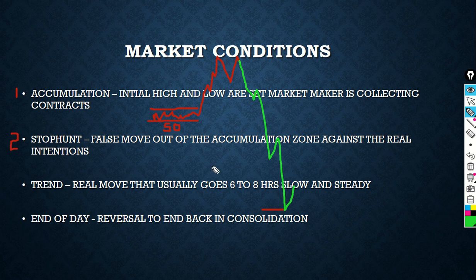So we have the trend move, which is the green one, the one I drew in green. It is the real move that usually goes on for 6 to 8 hours. The trend move is relentless, slow and steady. They are taking people's money slowly during the trend run, so that you keep holding to your trade.